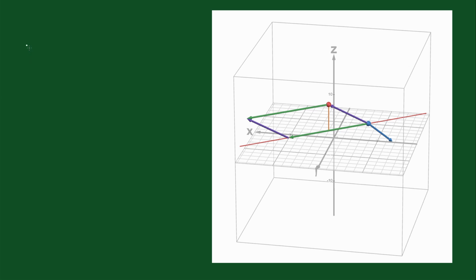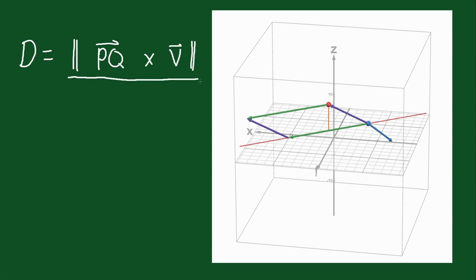The distance between a point and a line in 3 dimensions is equal to the magnitude of, I'll call it PQ, crossed with vector V all over the magnitude of vector V, right? This vector here, the green vector, that's your vector V. We're dividing the area of the parallelogram, which is this top part, by that length of the bottom, that green vector.